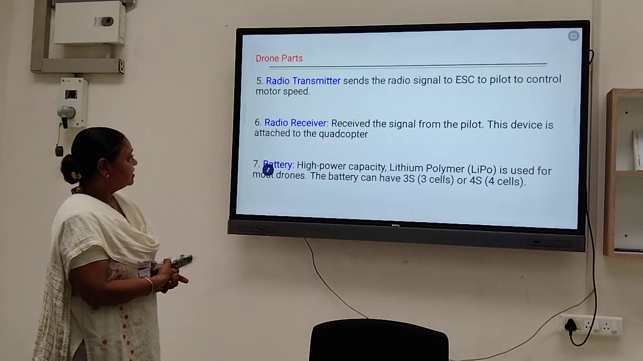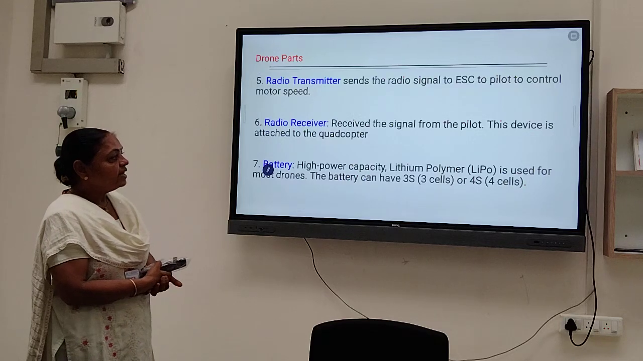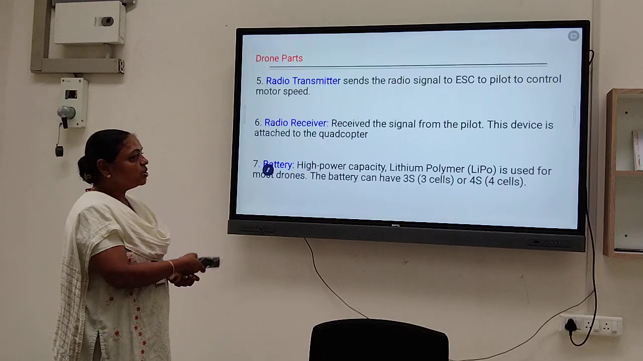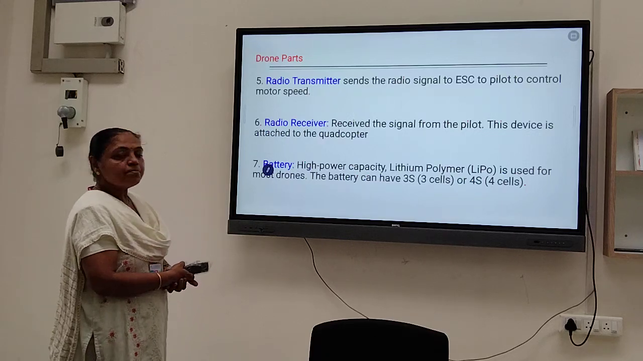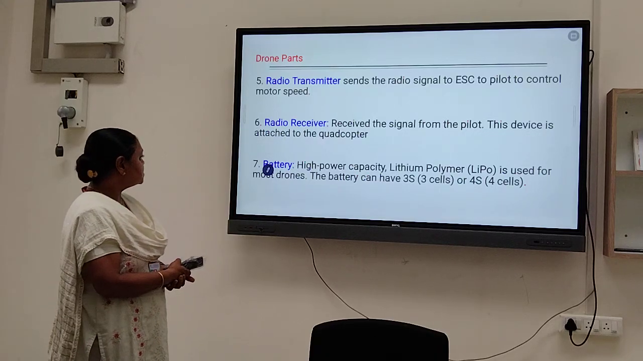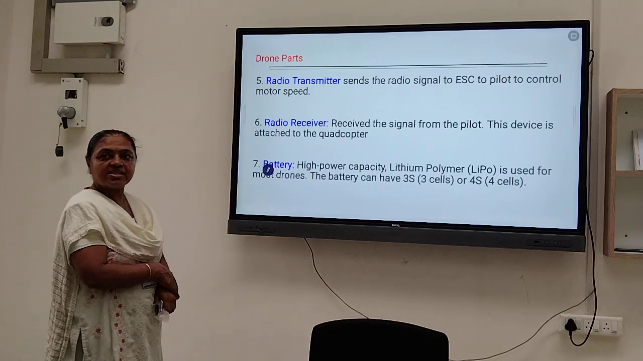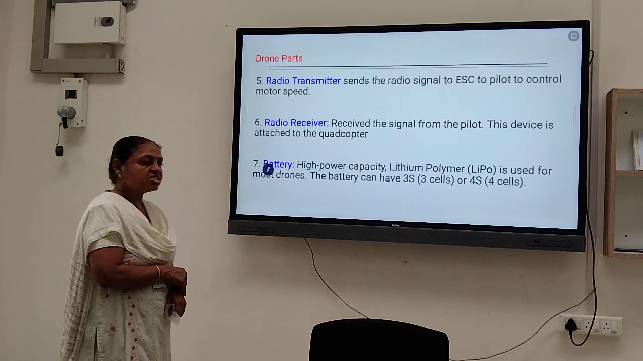Then the battery, with high power capacity. Lithium polymer is used for most drones. What is LiPo? LiPo is nothing but lithium polymer. The battery can be 3S or 4S. 3S means 3 cells.